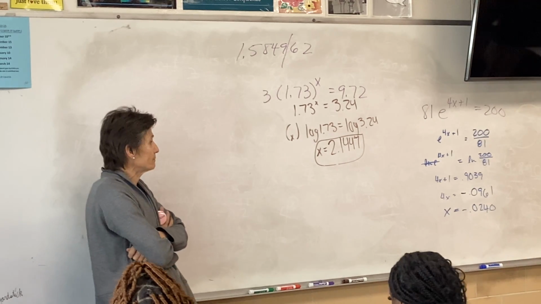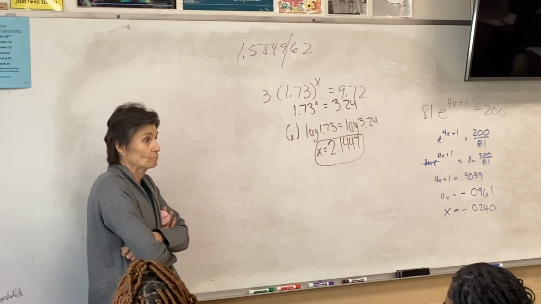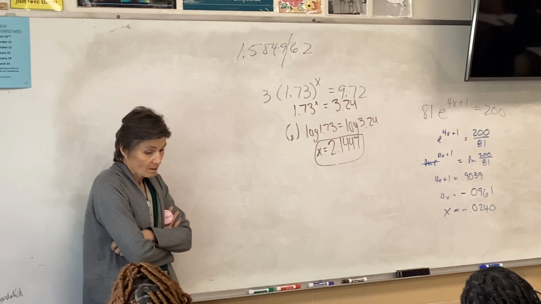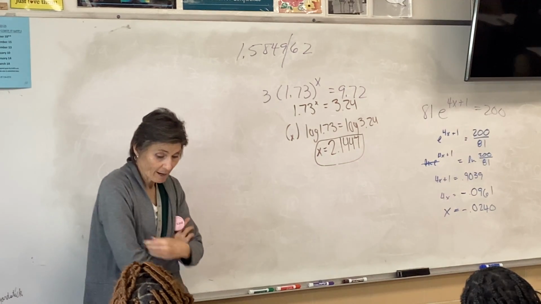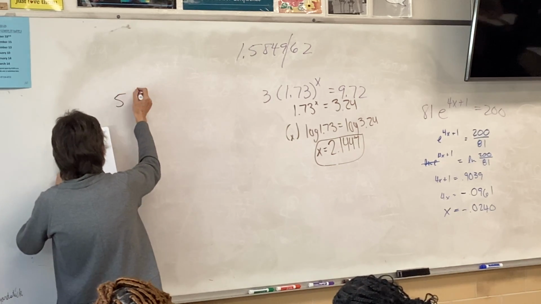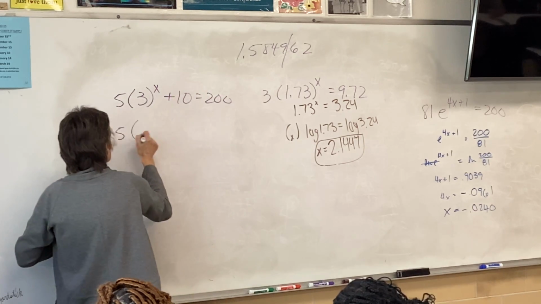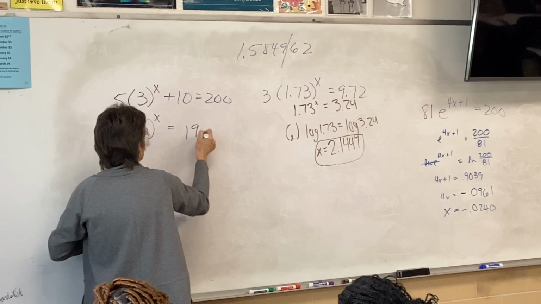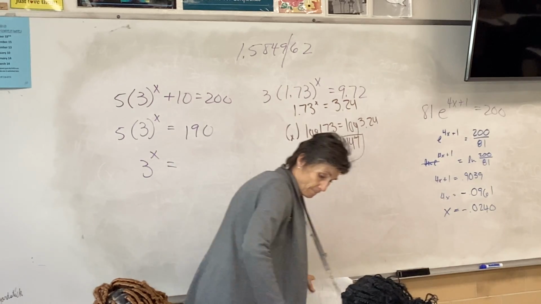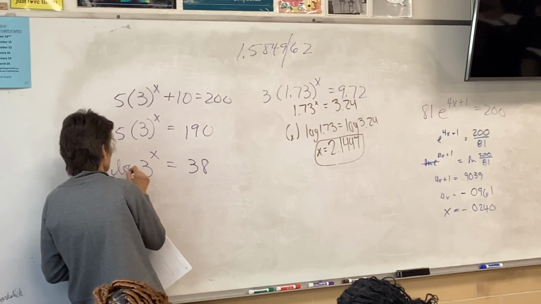Anybody have a question about Van's problem? You got it? You guys are amazing human beings. All right, tell me about F. It's got a little bit more stuff in it, but it's exactly the same scenario. Amanda, what are we gonna do first in problem F? Subtract 10, Bingo. And then what are we gonna do, Amanda? Divide by 5. Yep. And that actually divides by 5, doesn't it? Yeah, 38. And then we can log both sides.